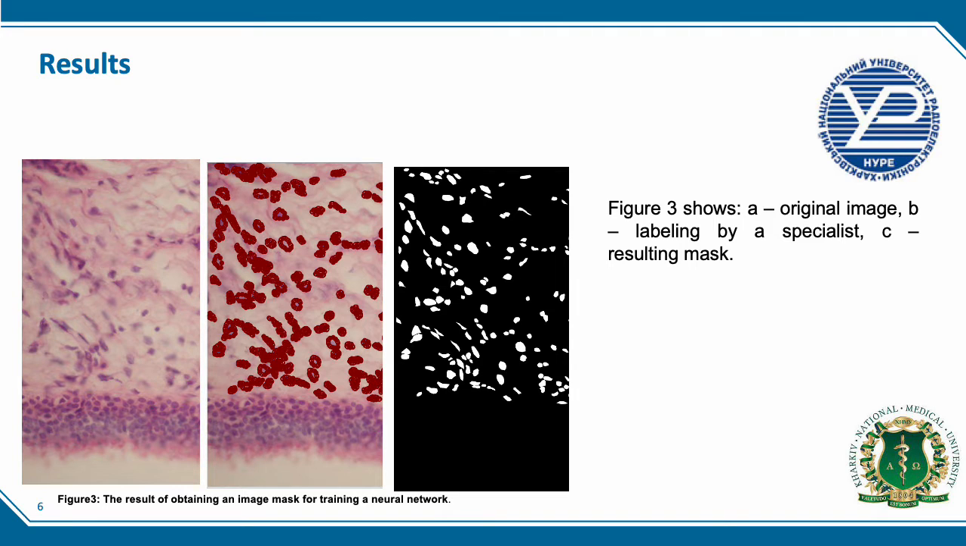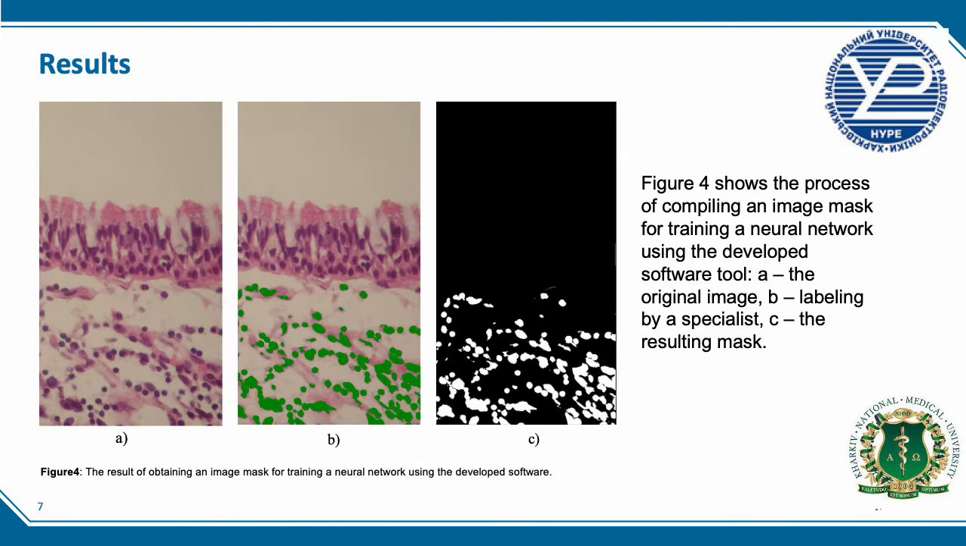Results of our work are presented in figure 3. You can see the result of obtaining an image mask for training a neural network. The first part of the figure shows us the original image. The second part shows an image which was labeled by a specialist. And finally, the last part shows the resulting masks.